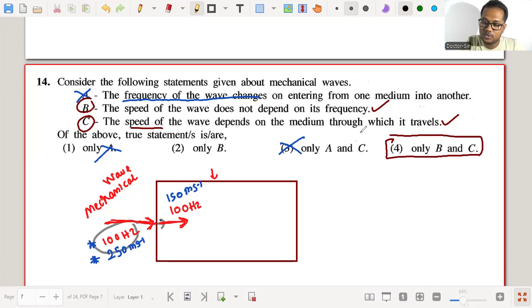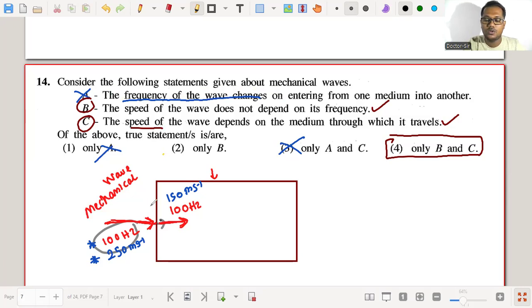So how many of you got these answers? This is the important part. You should know what is the important thing. When it enters into the media, the frequency will not change. Okay, right. So what factor is going to change here? Only the speed. Okay, right.